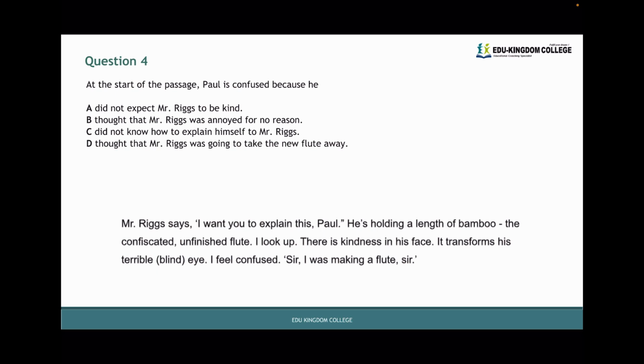So using this information to answer question 4, at the start of the passage, Paul is confused because he did not expect Mr. Riggs to be kind, right? So one of the characters is puzzled at the fact that the other person is the way that they are, right? But if, let's say, Paul had actually taken the time to get to know Mr. Riggs, then he would know that he was kind. So this is a very strong inference to the conclusion. We really have to just think about the dialogue and think about the whole scenario and the logic behind it.